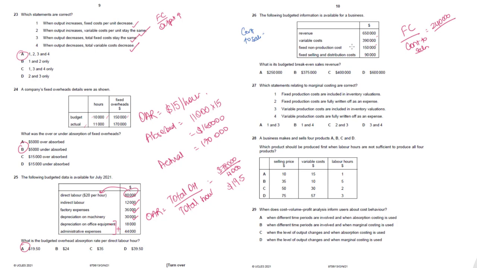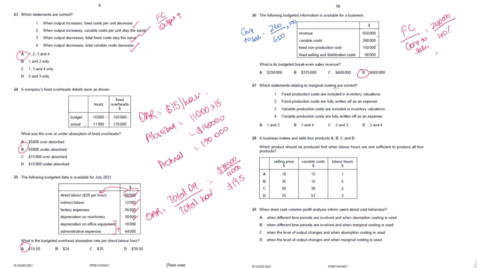You'll have to calculate that separately. Contribution to sales ratio will be revenue minus variable cost, which gives you contribution in the numerator. So 260,000 divided by revenue 650,000 multiplied by 100. 40%. So in this formula we will have 40% in the denominator. So the break-even revenue becomes 600,000, 26D.